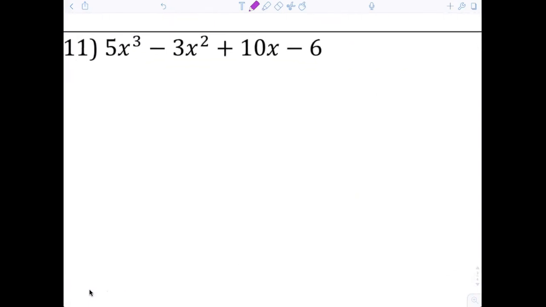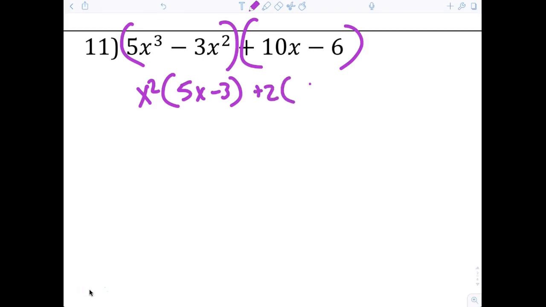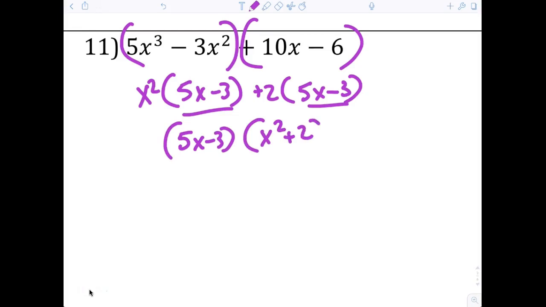Okay, now we're back to factoring by grouping. All right, so we can pull out a what? Thank you. Pull out x squared, 5x minus 3. Now I can pull out a what? A positive what? Positive 2, 5x minus 3. And now the 5x minus 3 is common. So 5x minus 3 times x squared plus 2.